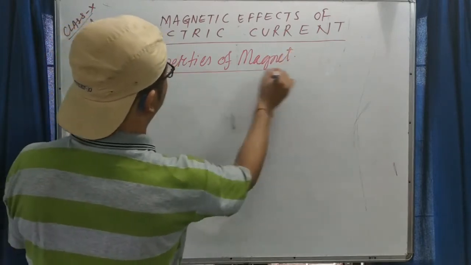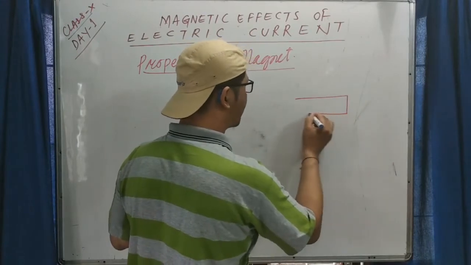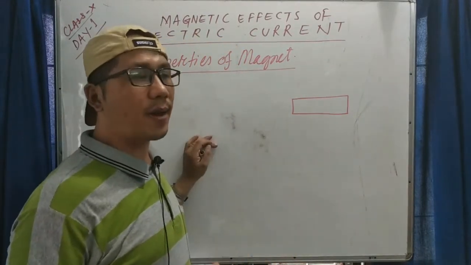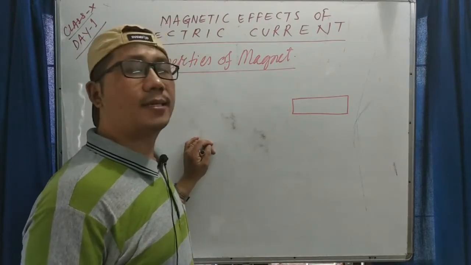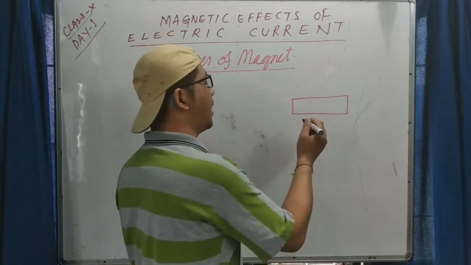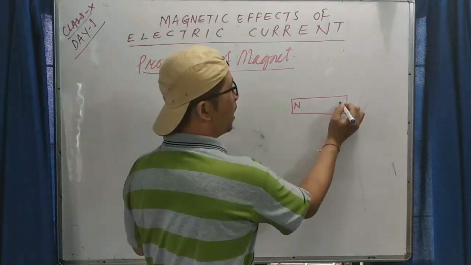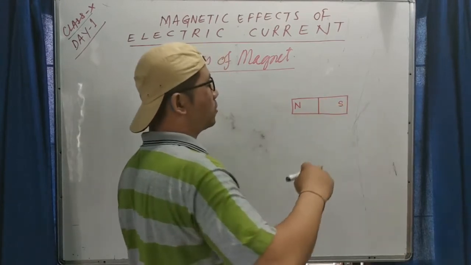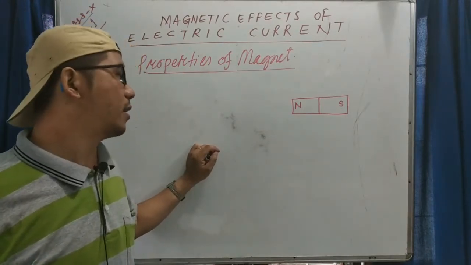Okay, properties of a magnet. Here we have to know that this is a magnet. What kind of magnet? This is called a bar magnet, just a rectangular cuboid shape. It has two poles, north and south directions. Got the point? Okay.